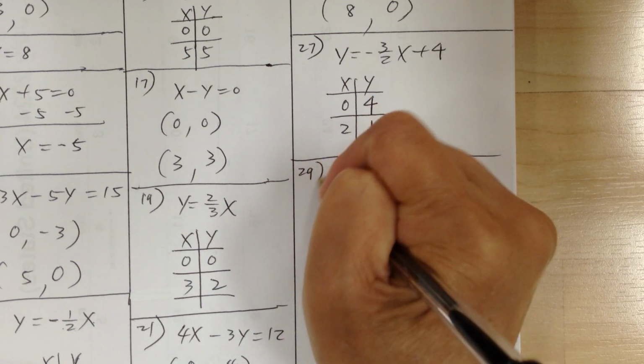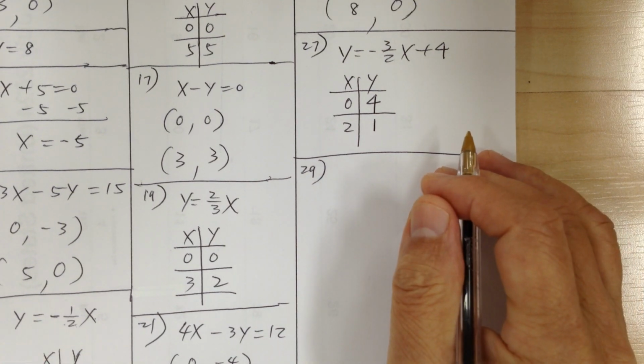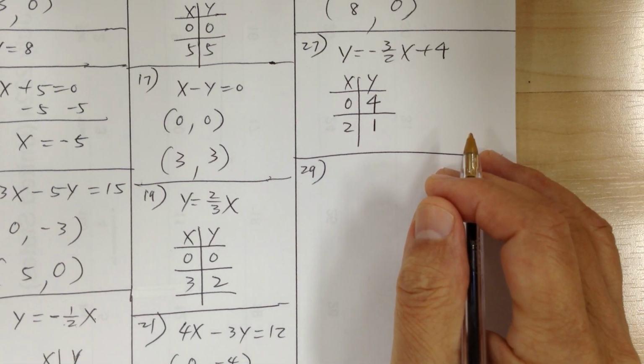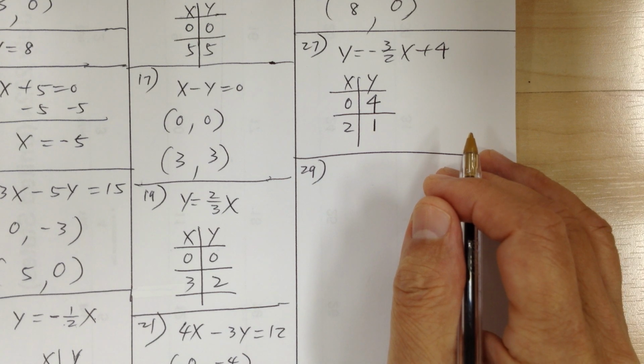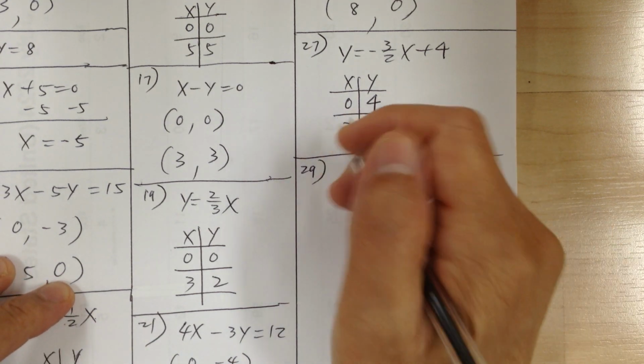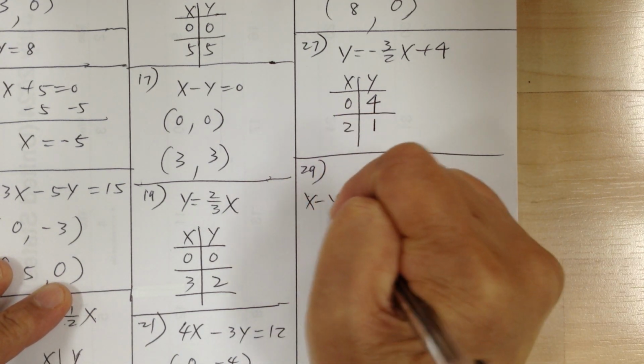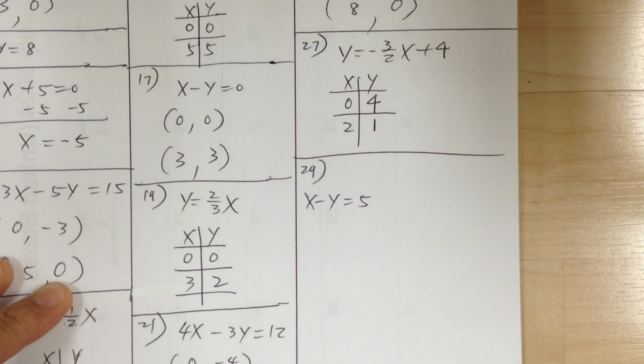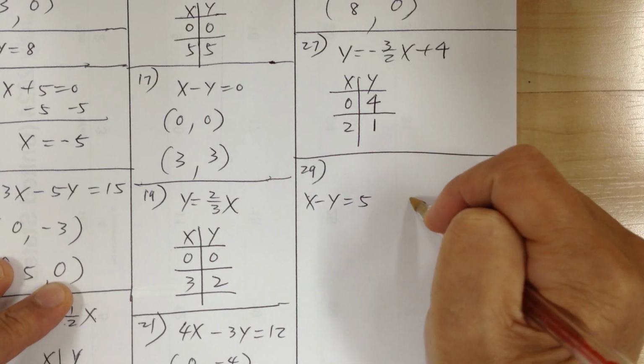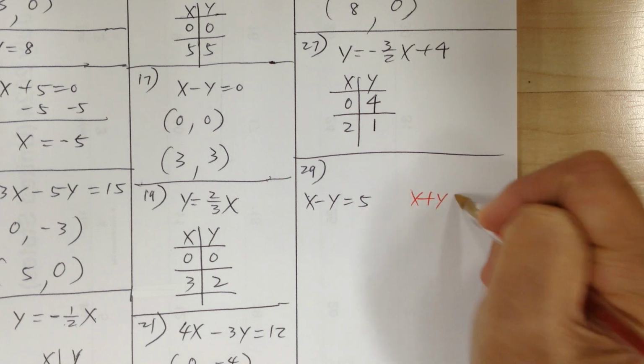Okay, number 29. You have two equations. Graph the two equations on the same set of axes. What are the coordinates of the point where the two lines cross? Okay, so you got two equations. You got x minus y equal to 5. Okay, I'm going to use a different color. So you got x plus y equal to negative 1.